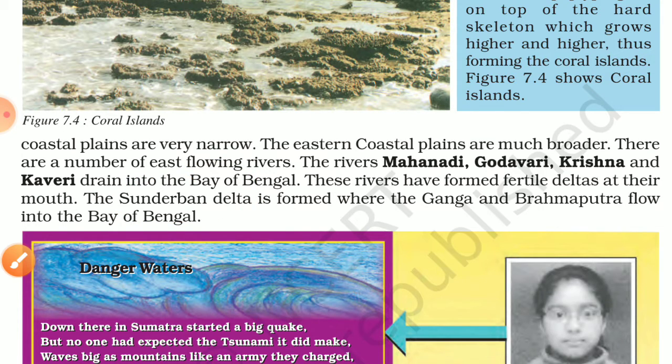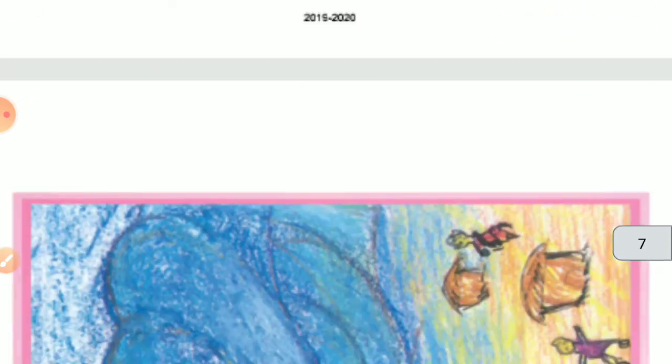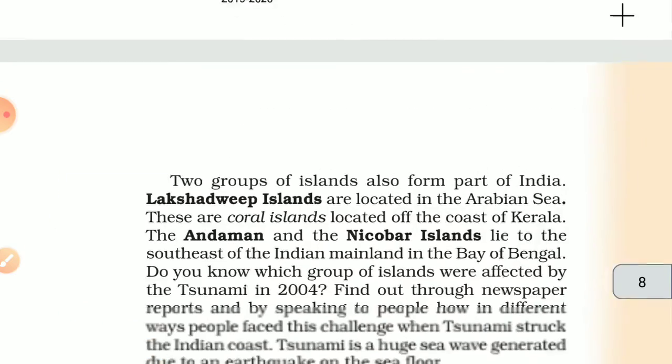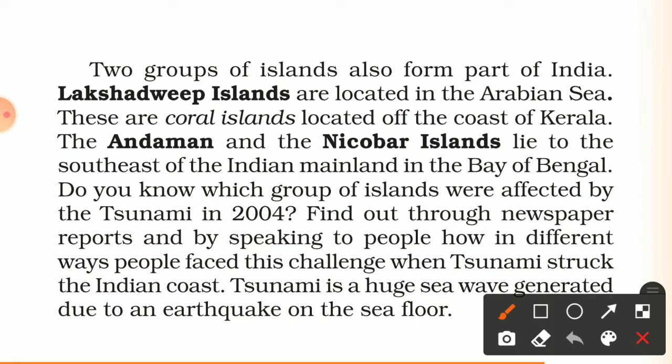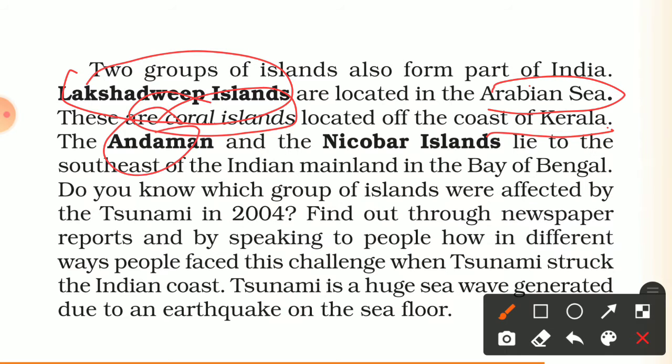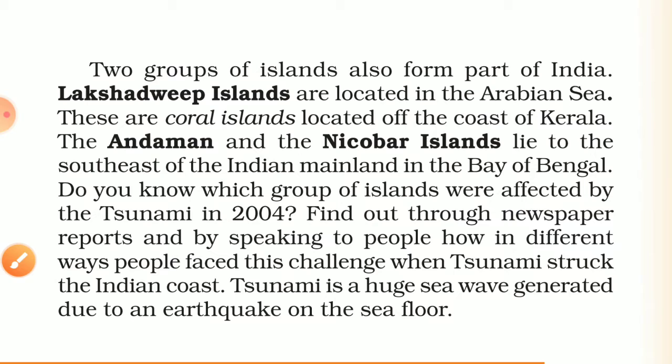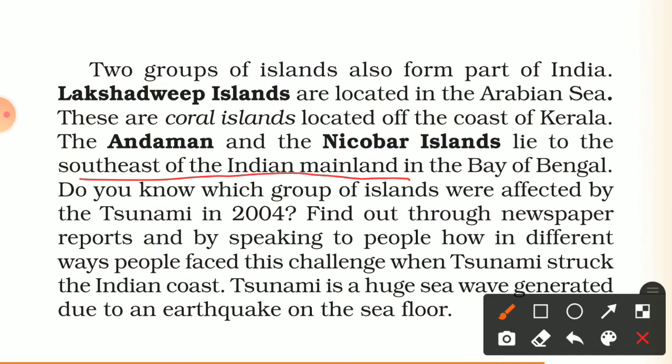We have discussed a lot of things in a previous video. Lastly, it is important that there are two groups of islands. Lakshadweep islands are located in the Arabian Sea. These are coral islands, because there are corals, located off the coast of Kerala. And Andaman and Nicobar, as I told you in the previous video, lie to the southeast of the Indian mainland in the Bay of Bengal.